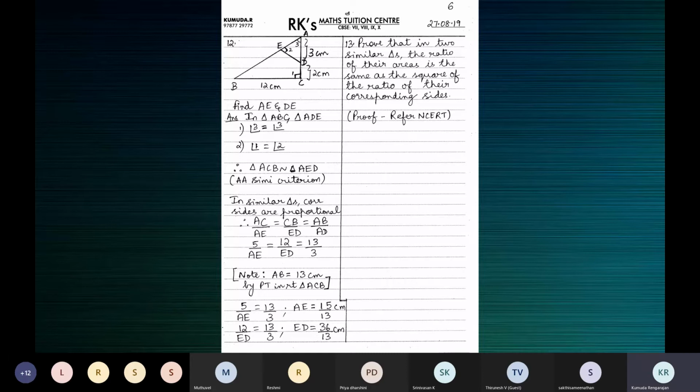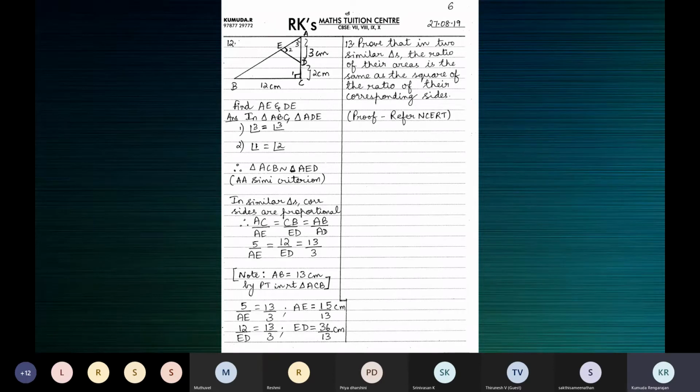AB can be found using Pythagoras theorem. ACB is a right triangle. BC is 12 centimeters. AC is 5 centimeters. So by Pythagoras theorem, AB is equal to 13 centimeters. So then, equating, we find the values of AE and ED.